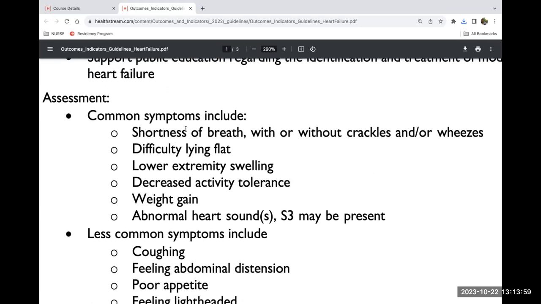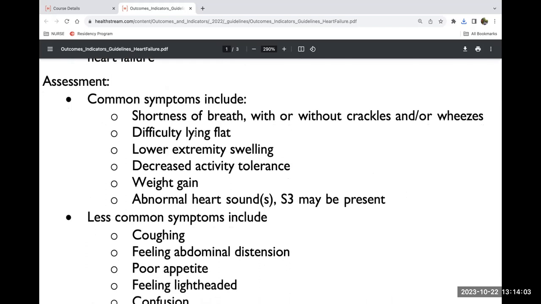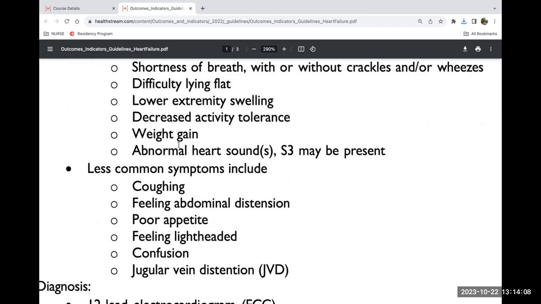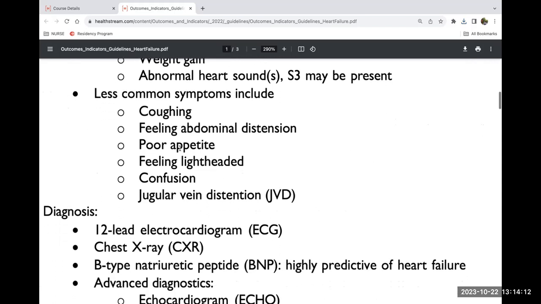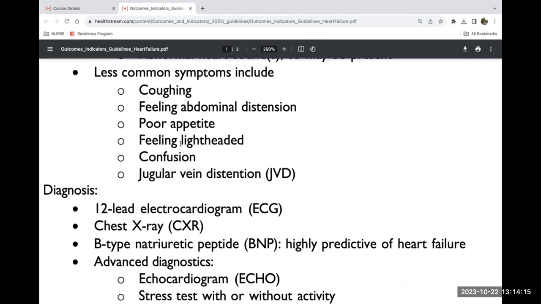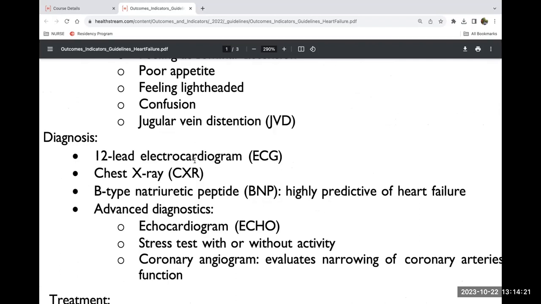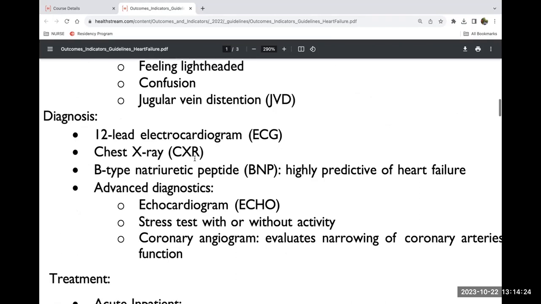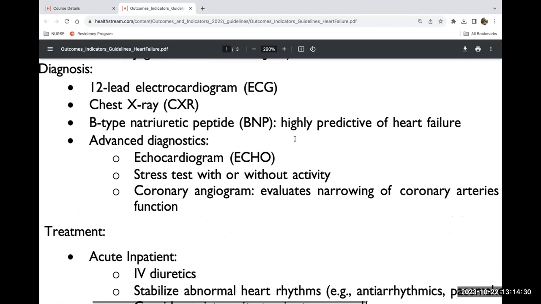Assessment. Common symptoms include shortness of breath with or without crackles or wheezes, difficulty lying flat, lower extremity swelling, decreased activity tolerance, weight gain, abnormal heart sounds. S3 may be present. Less common symptoms include coughing, feeling abdominal distension, poor appetite, feeling lightheaded, confusion, jugular vein distension, or JVD. Diagnosis: 12-lead electrocardiogram or ECG, chest X-ray, B-type natriuretic peptide or BNP, highly predictive of heart failure.